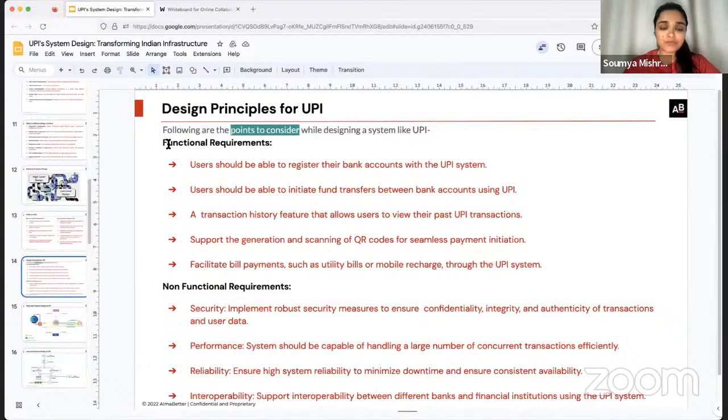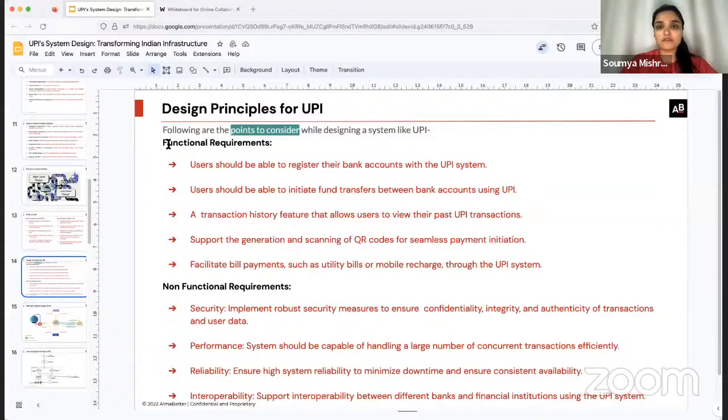Now, let's start with the design principles of UPI. Whatever system you're designing, say you go to an interview and they say, design a system. The first thing is, of course, after understanding what the actual requirement is, to list down the functional requirements and non-functional requirements.